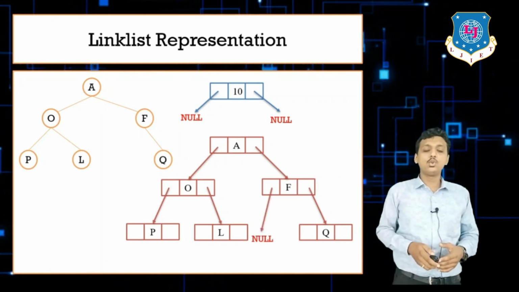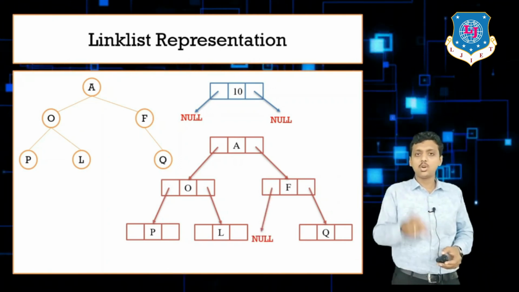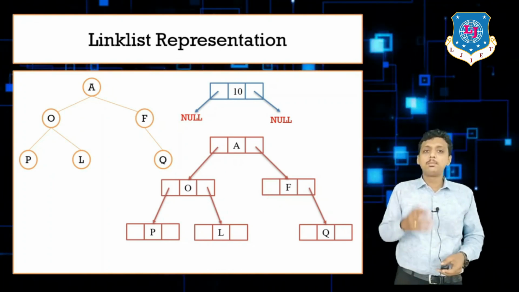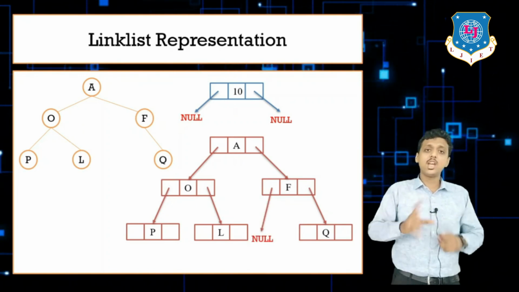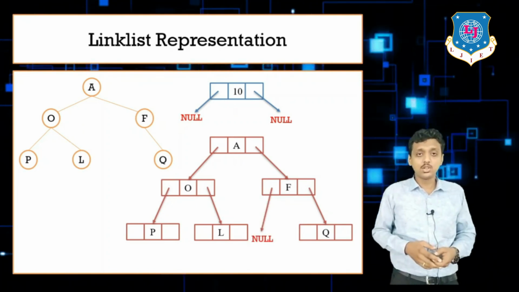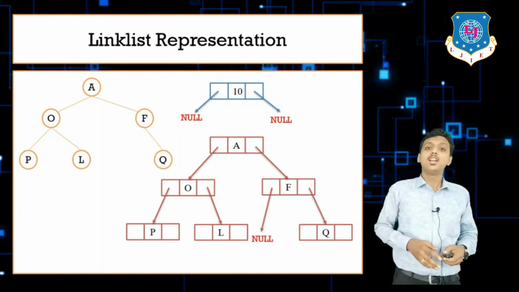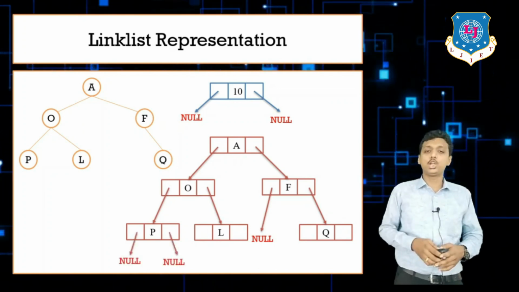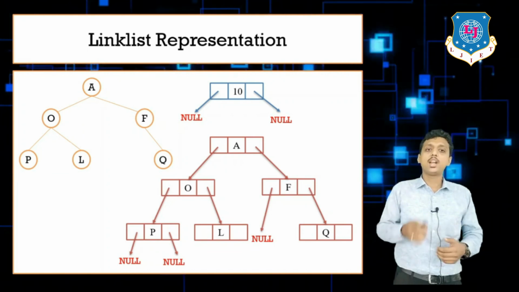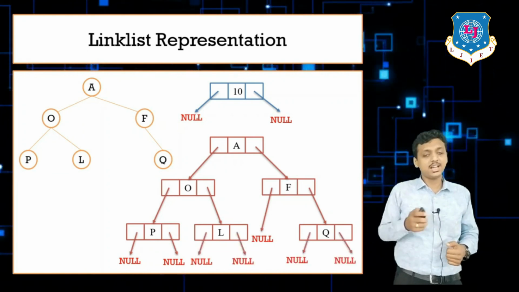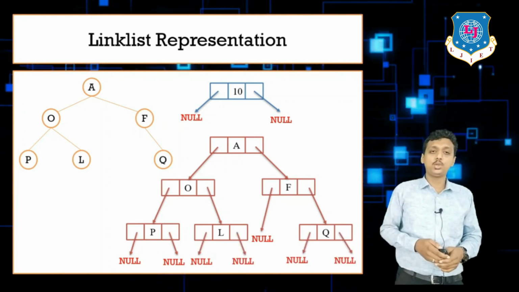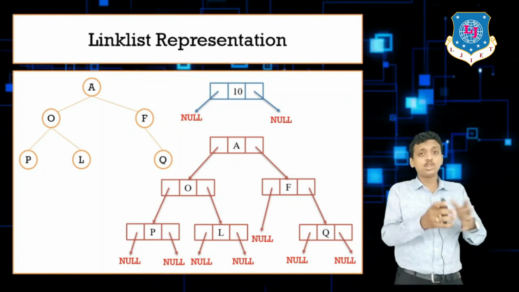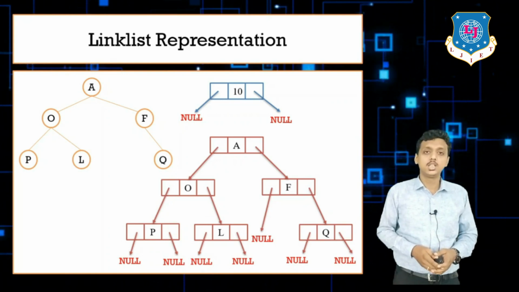Now what about the leaf nodes? Students, how many leaf nodes are there? Only 3. Which are they? P, L and Q. See, P does not have any child node just because it's a leaf node. So here the left and right both pointers point to null. Now for L, left and right both pointers point to null, and same as for Q, left and right both pointers will point to null.